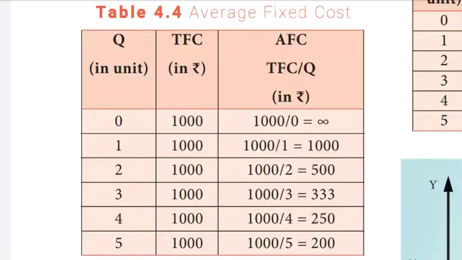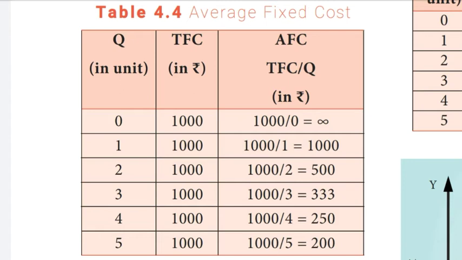Next, average fixed cost. The average fixed cost is the fixed cost per unit of output. It is obtained by dividing the total fixed cost by the number of units of the commodity produced. Symbolically, AFC equals TFC by Q. For example, if total fixed cost is 1000 and the quantity of output is 10, the average fixed cost is rupees 100, obtained by dividing 1000 by 10.